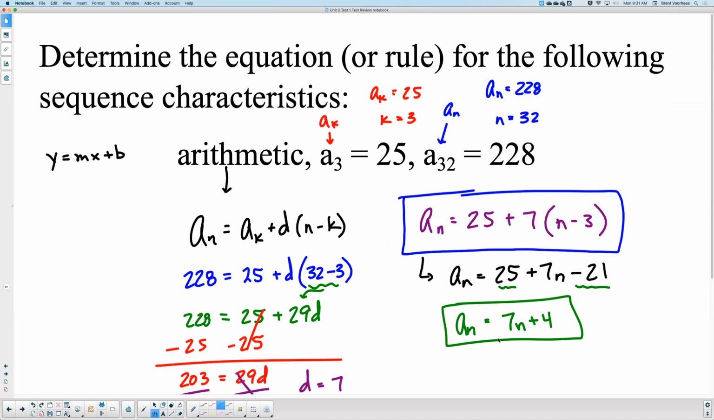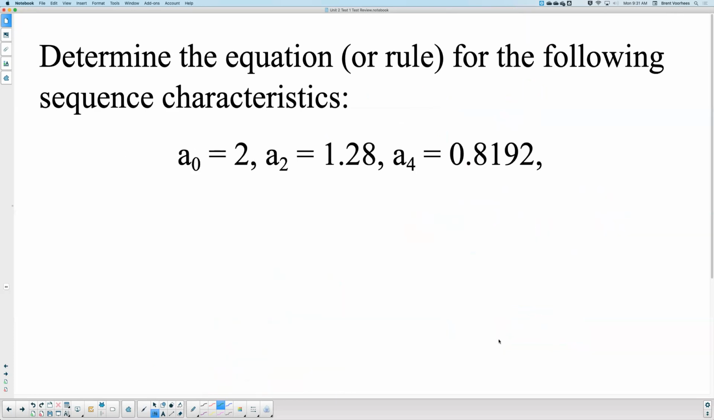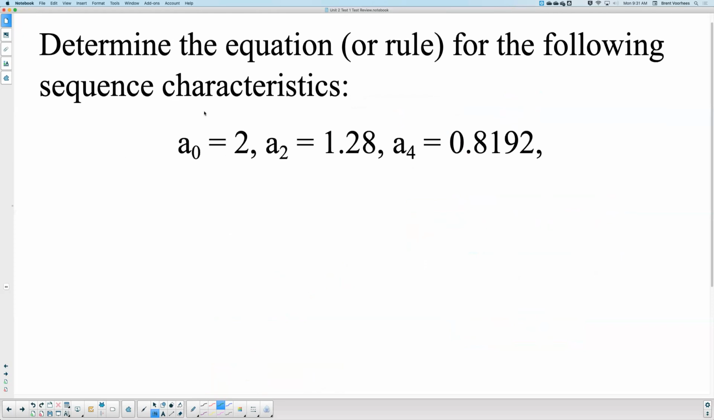Questions over that? All right, I've got at least one more, maybe only one more. What about this one? Determine the equation or rule for the following sequence. I want to point this out: I use the letter a, but I don't mean that it's necessarily arithmetic. I want us to determine if it's arithmetic or geometric. What do y'all think? What type of sequence would this be?